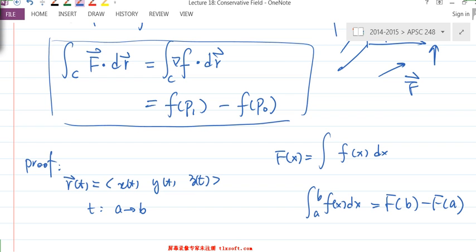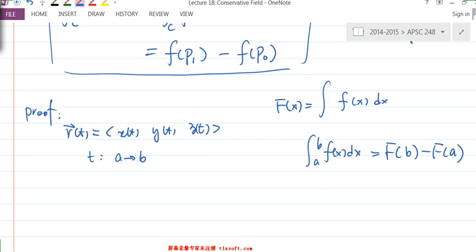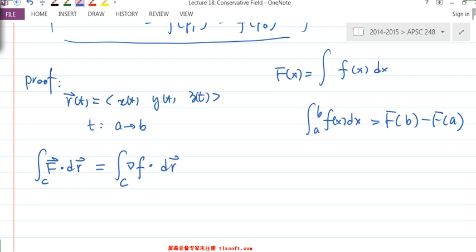And what are we evaluating? We're trying to evaluate this line integral, right? So let's plug it into here. This is what we are trying to evaluate. The vector field F comes from a scalar function small f here.